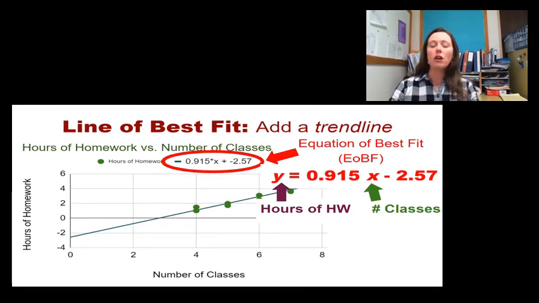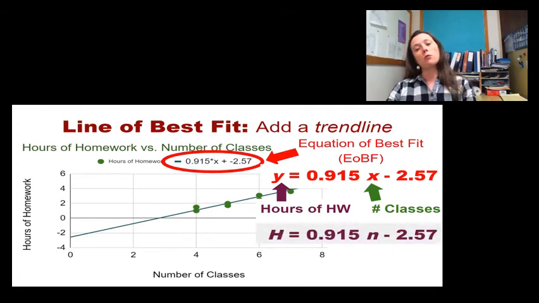So for hours of homework, maybe H is a good choice, and for number of classes, maybe we'll use N. H for hours of homework, N for number. And so I would ask you to write your equation this way: H equals 0.915 N minus 2.57. Okay, and that gives us an equation of best fit where we know what the variables mean. We can recognize that this is a relationship between homework and N number of classes.